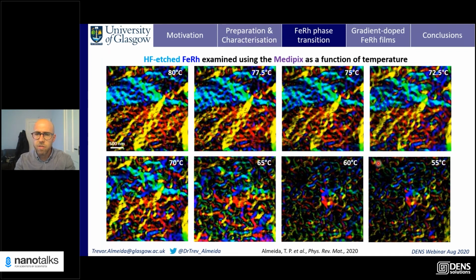It's worth mentioning that this has obviously been scanned over the same region many times. So we also do get a buildup of contamination, which you can see as this band on the right-hand side there.